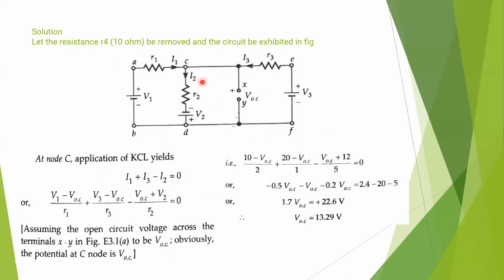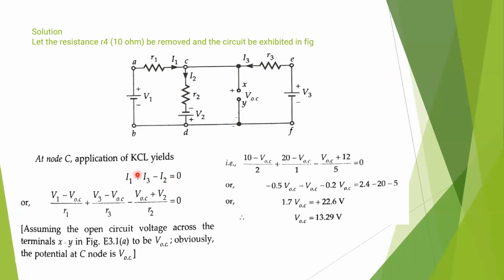So first step, we have to remove the load resistance and calculate the open circuit voltage across this end. Now we are using the nodal analysis method. Here, if we consider this node C, we can see that I1 is entering and I2 is the exiting current. So I1 plus I3 should be equal to I2, or I1 plus I3 minus I2 equals 0.